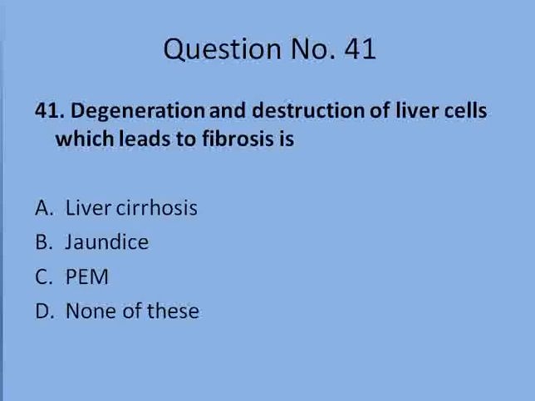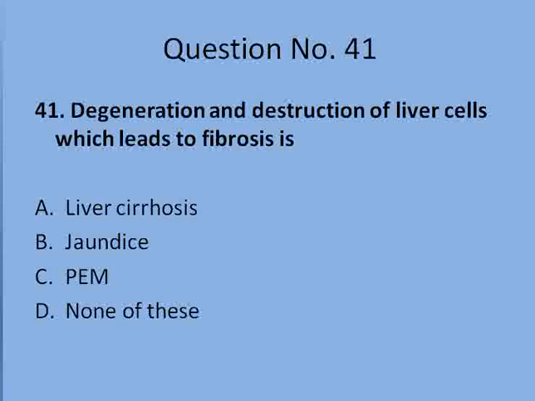Degeneration and destruction of liver cells may lead to a condition called fibrosis, and that we call it as... what are the options they are given? Liver cirrhosis, jaundice, PEM. PEM stands for protein energy malnutrition. The option D, none of these, they are given.